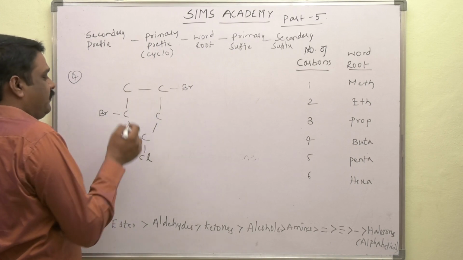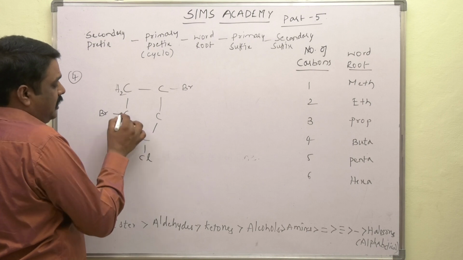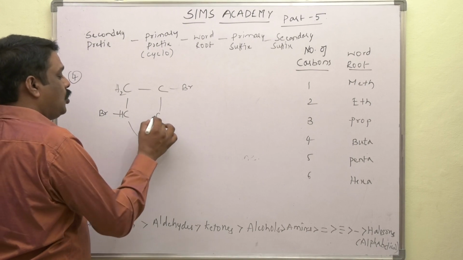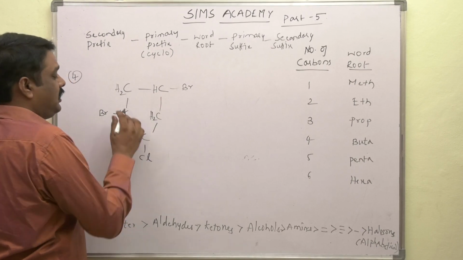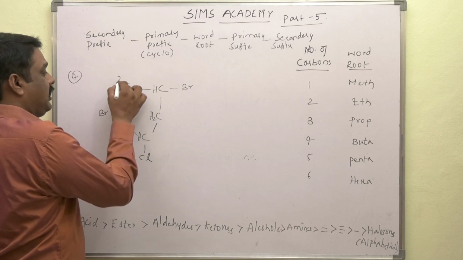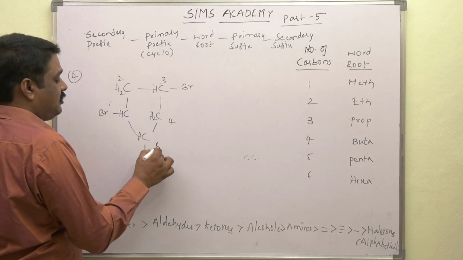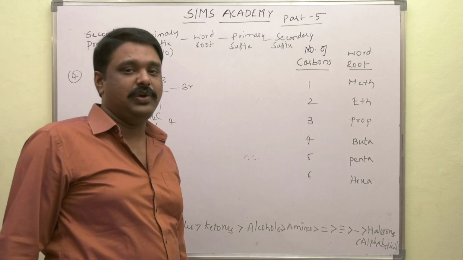Before doing that, let us fill with hydrogens. Only 2 bonds, 2 hydrogens. 1, 2, 3. 1 hydrogen, 1, 2, 3. 1 hydrogen, 1, 2, 2 hydrogens, 1, 2, 3, 1 hydrogen. We shall give numbering from this side, that means clockwise direction. Now secondary prefix, we have substituents.